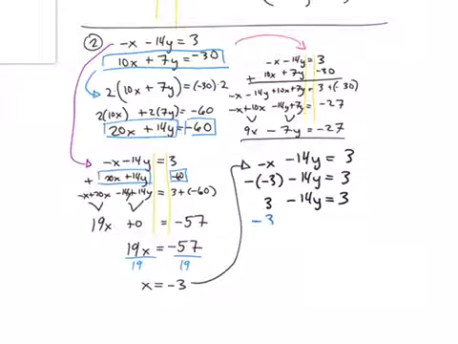I'm going to subtract 3 from both sides and get negative 14y is equal to 0, and negative 14 will be multiplying by 0 there.